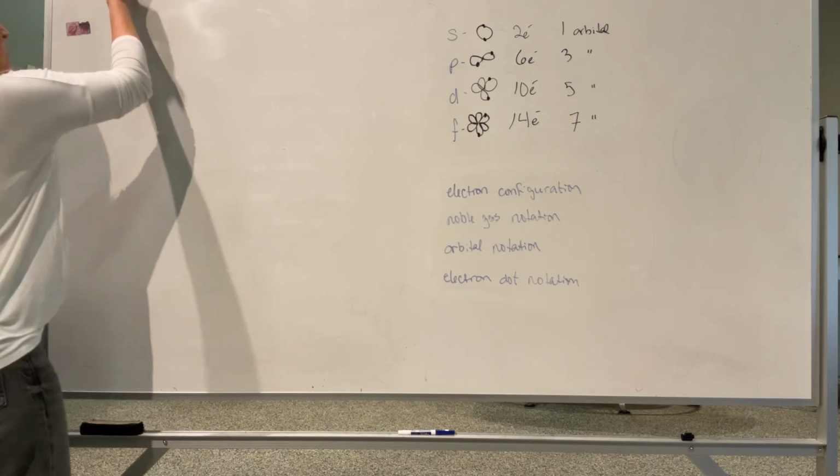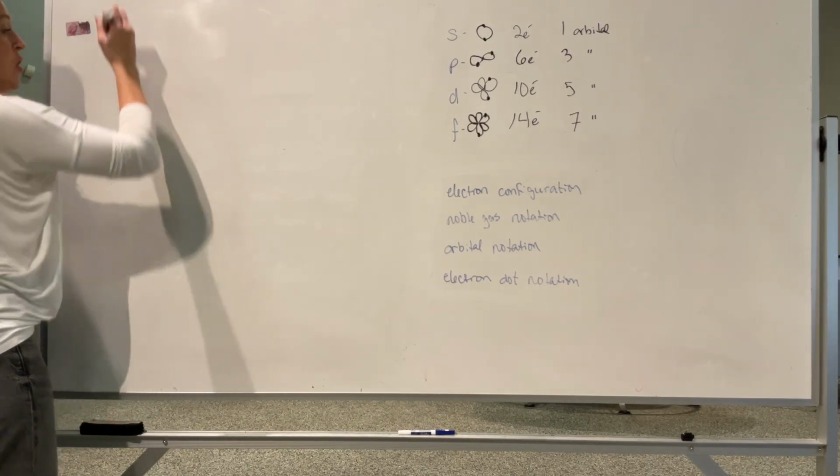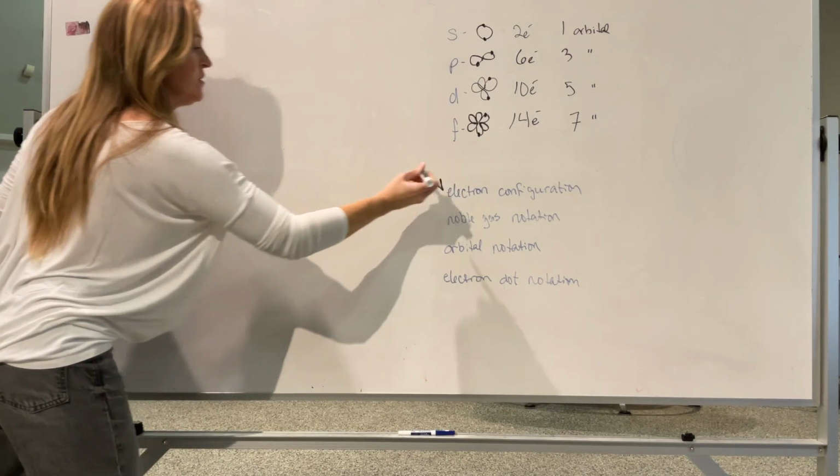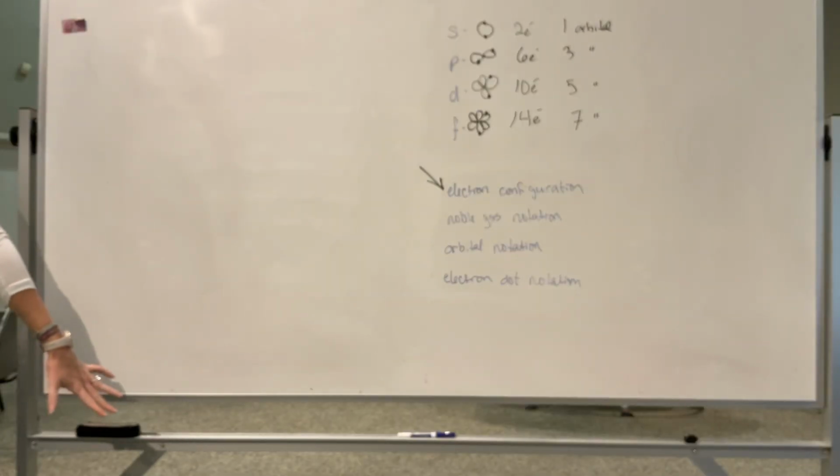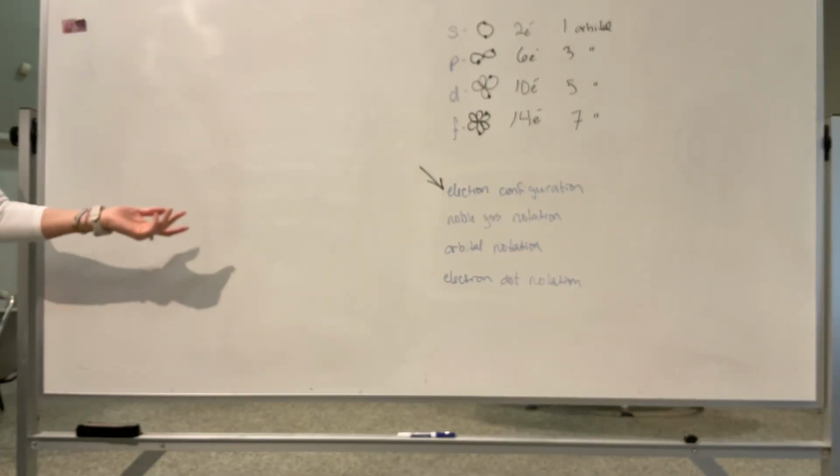This is what a test question might look like. It might say, write the electron configuration for chlorine. That's it. So you have to look at the periodic table, see that it has 17 electrons, and then where do you start? Where do you go from there for electron configuration?